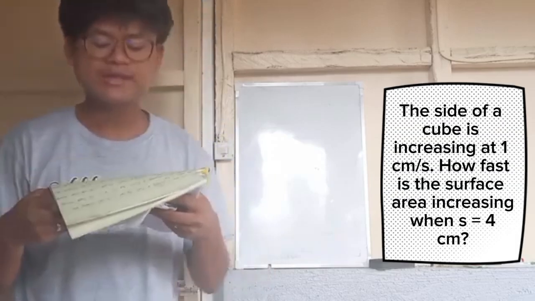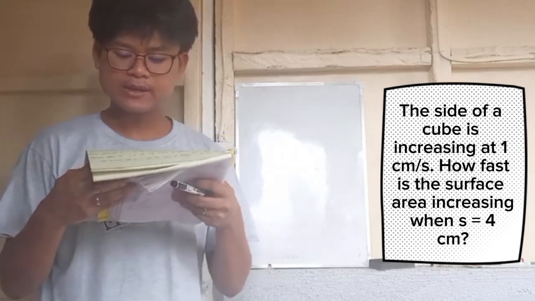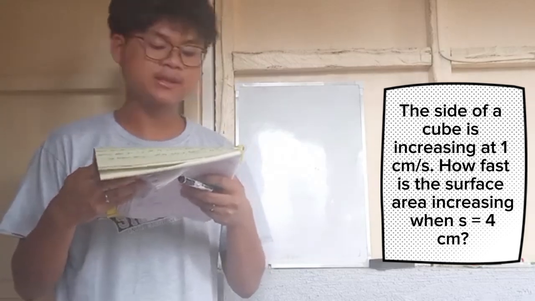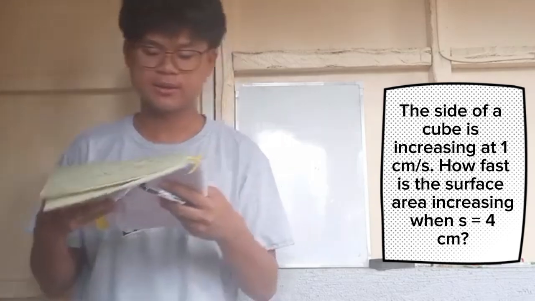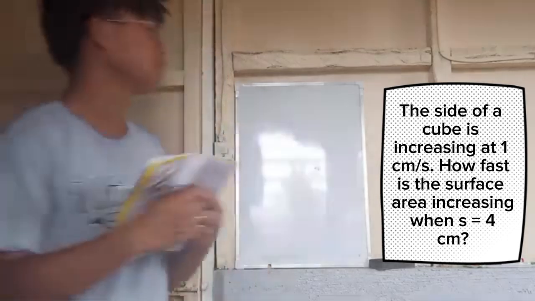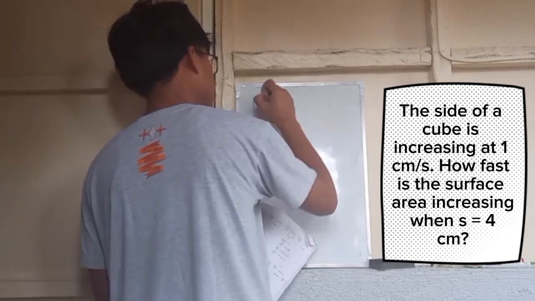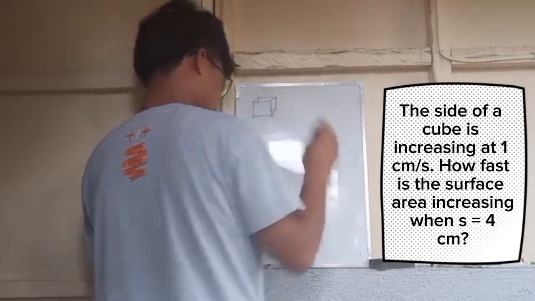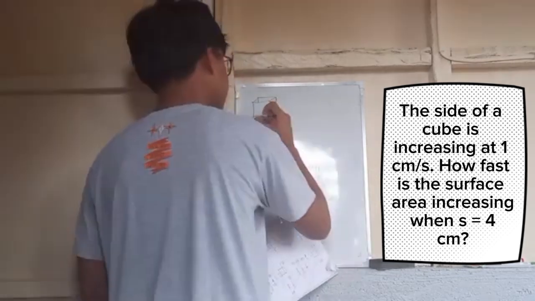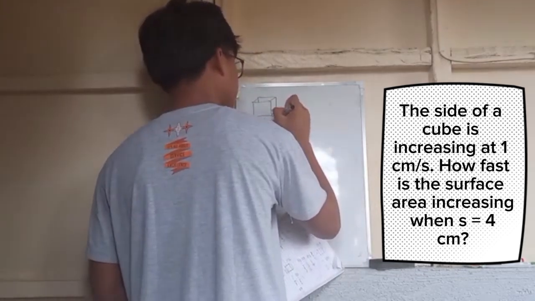The side of a cube is increasing at 1 centimeter per second. How fast is the surface area increasing when the side is equal to 4 centimeters? So we'll draw the cube having a side of 4 centimeters. So, 4 centimeters.